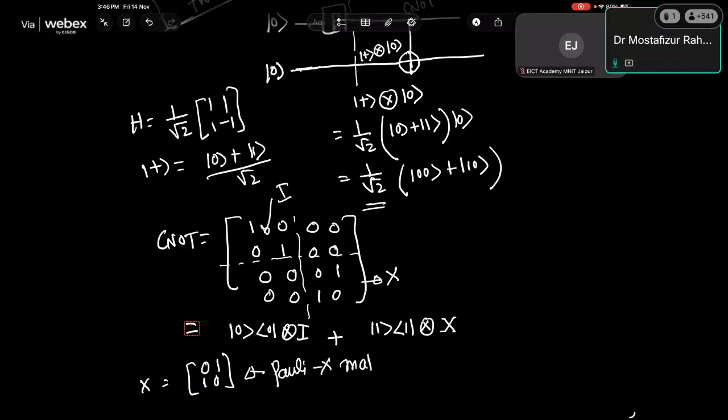Pauli X matrix. Why is it called the X matrix? I'll come to it later. Okay. So if that is the case, |0><0| identity plus |1><1| X, third and fourth.